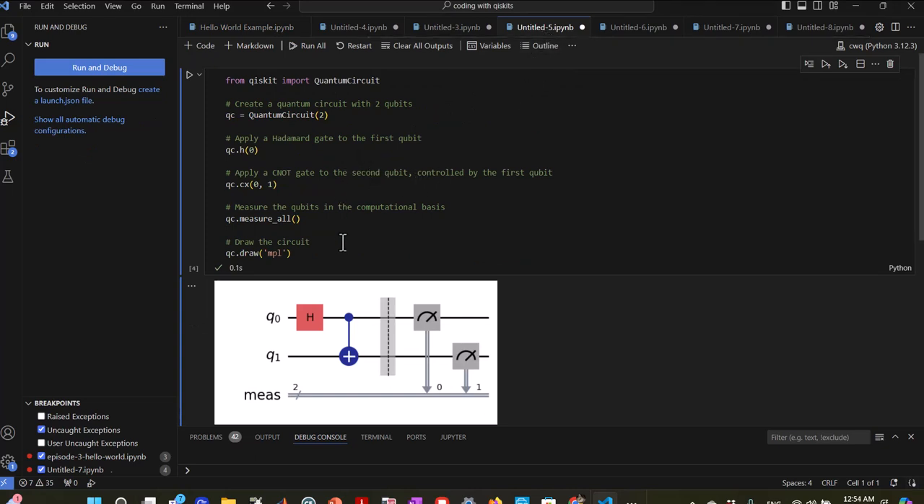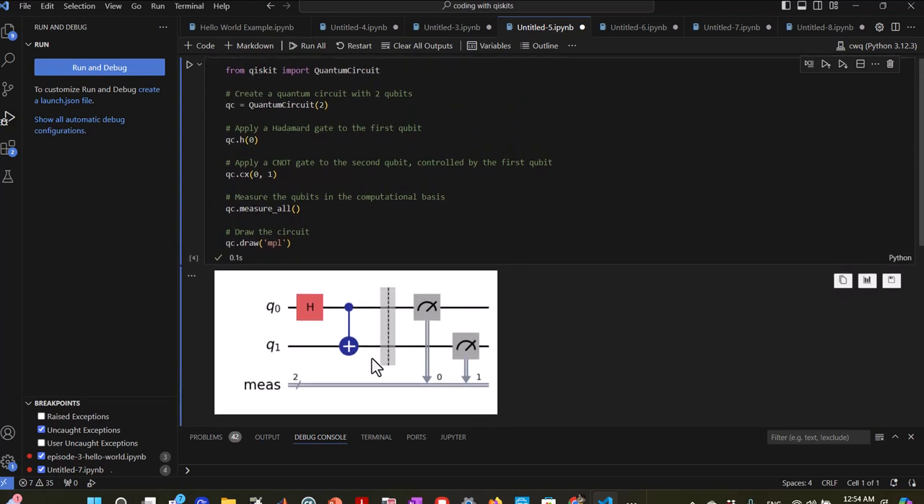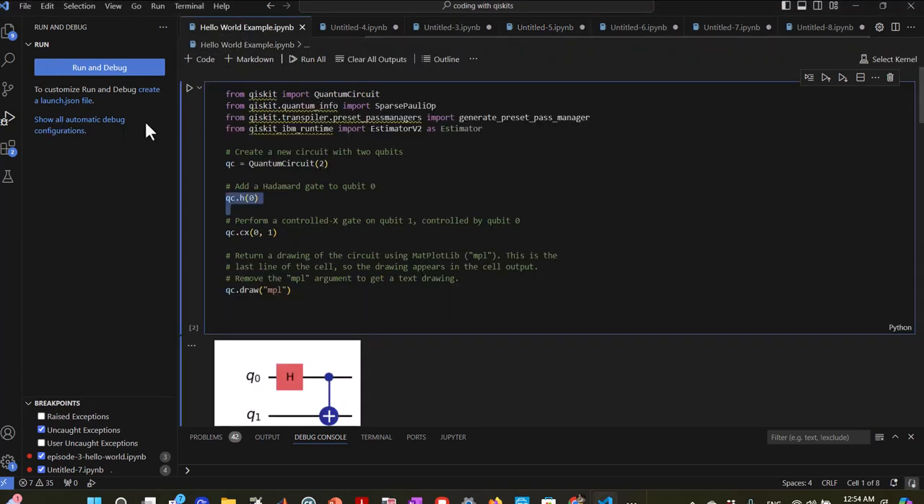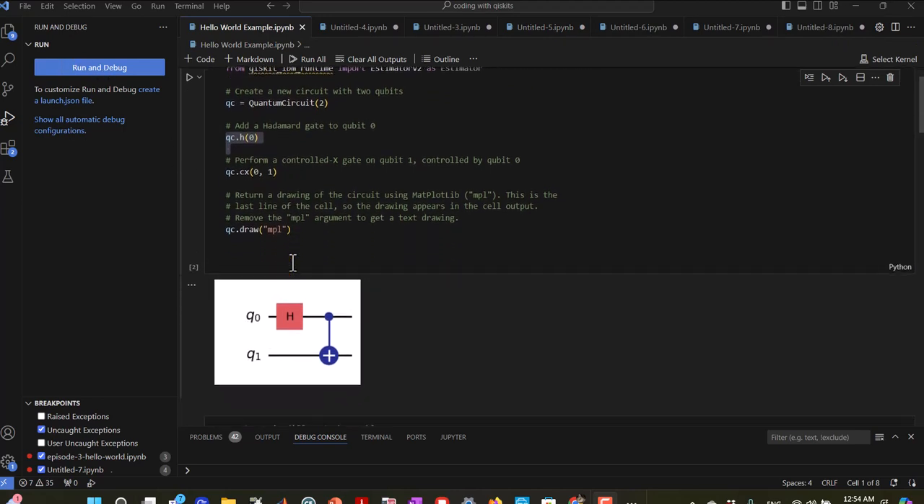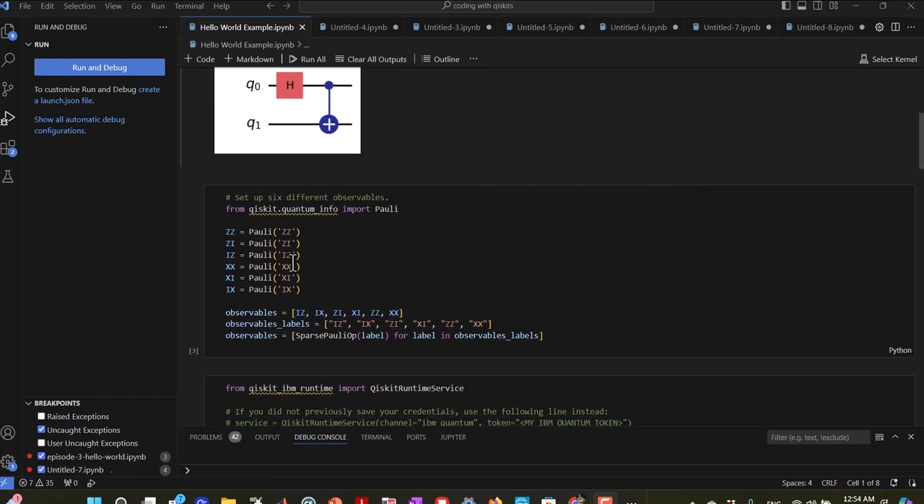Here is a quantum circuit with 2 quantum registers and 2 classical registers. Okay, so I have that, and then I create my Bell state, and then I make these 6 observables, and these are the tensor products of the Pauli matrices, and you should get 1 for ZZ and XX if it's entangled.